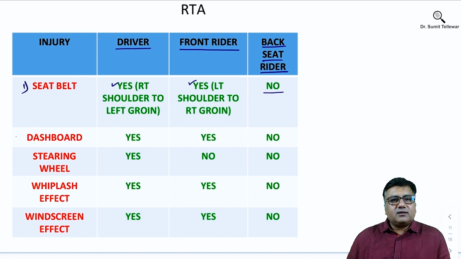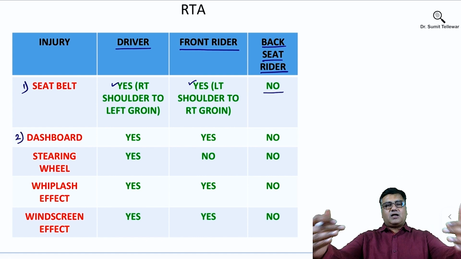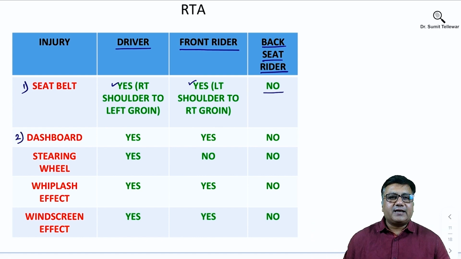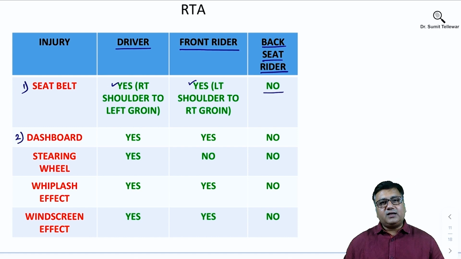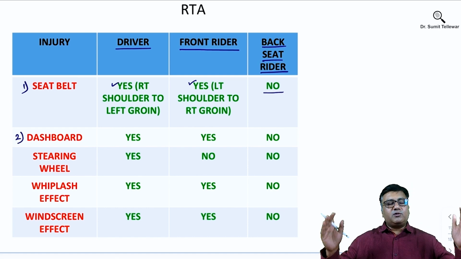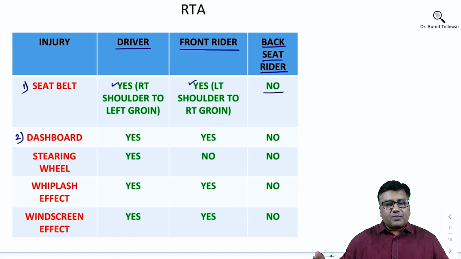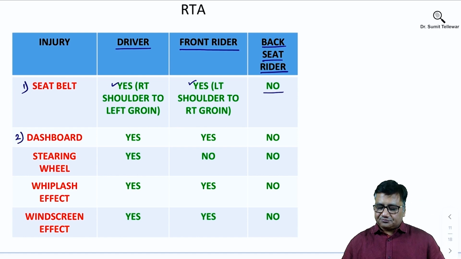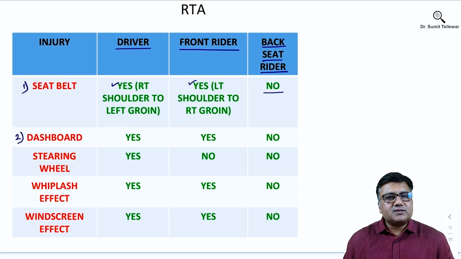Dashboard injury. Dashboard after collision may be pushed inside the cabin, resulting in fracture of knee and posterior dislocation of the femur, because both the people who are sitting in the front will be impacted by the dashboard from the front itself. Thus, these two injuries may be seen in driver and front rider, but not in posterior seat passenger.